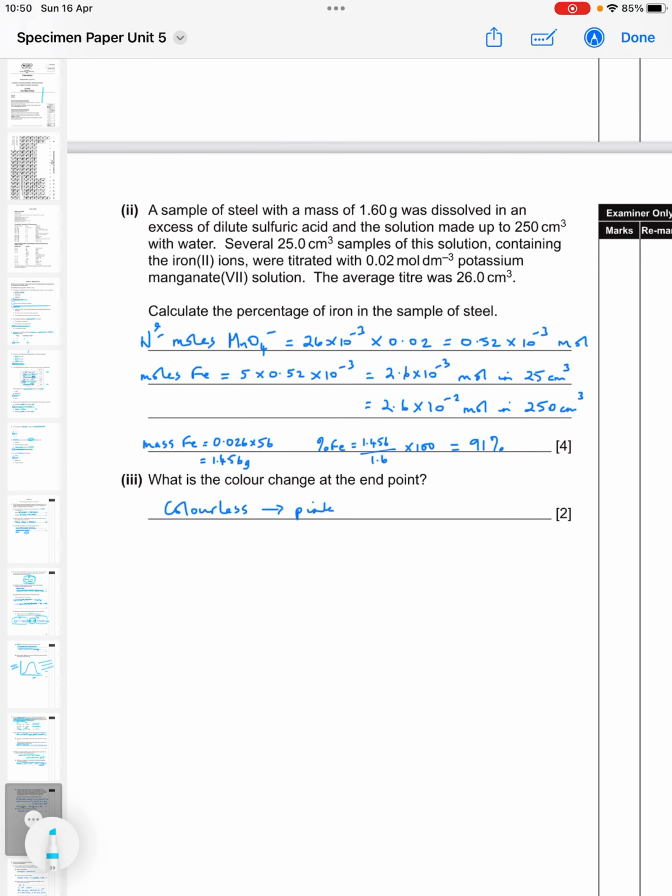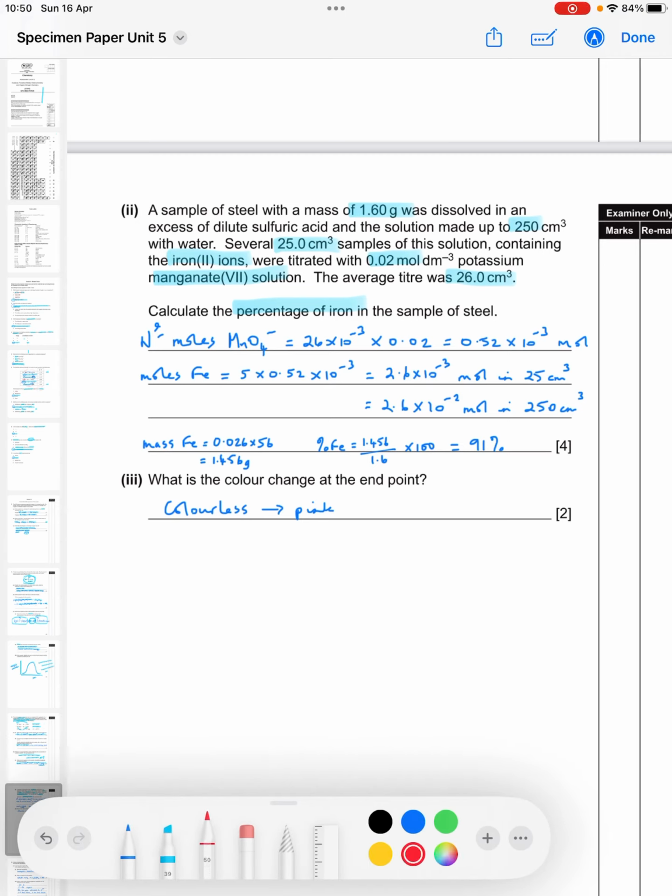Now when you get a question like this, there's usually going to be a calculation when they're talking about titrations. A sample of steel with a mass of 1.6 grams was dissolved in an excess of sulfuric acid, and the solution was made up to 250 cubic centimetres with water. Several 25 cubic centimetre samples of this solution containing the iron(II) ions were titrated with 0.2 molar potassium manganate(VII) solution. The average titre was 26 cubic centimetres. Calculate the percentage of iron in the sample of steel. So here we go.